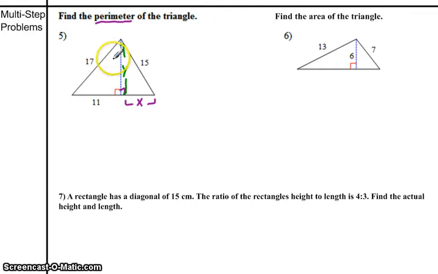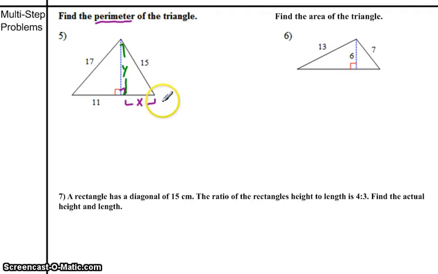So that's my plan. I'll first find what y is using the Pythagorean theorem on this triangle. Then, using y, I will use the Pythagorean theorem again on this smaller triangle to find out what x is. Then, once I've solved for x, I can add all of the outside lengths together to find the perimeter.